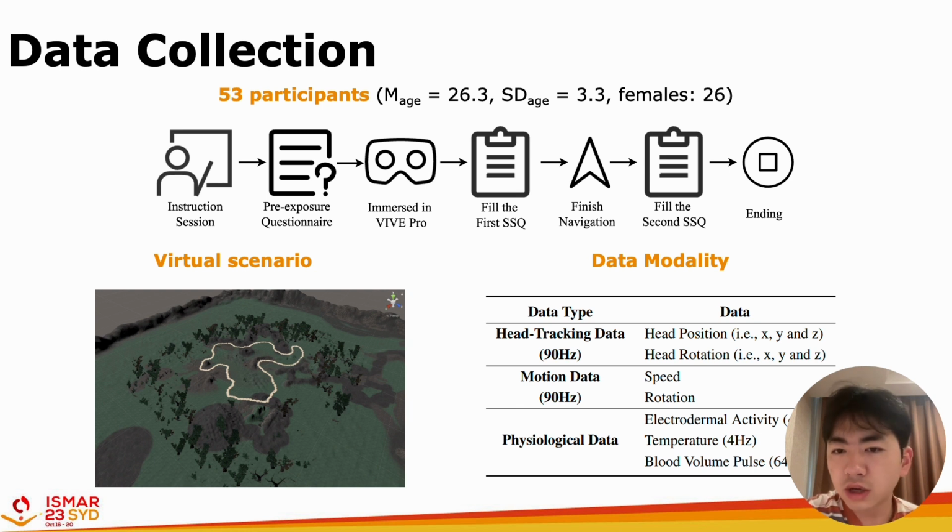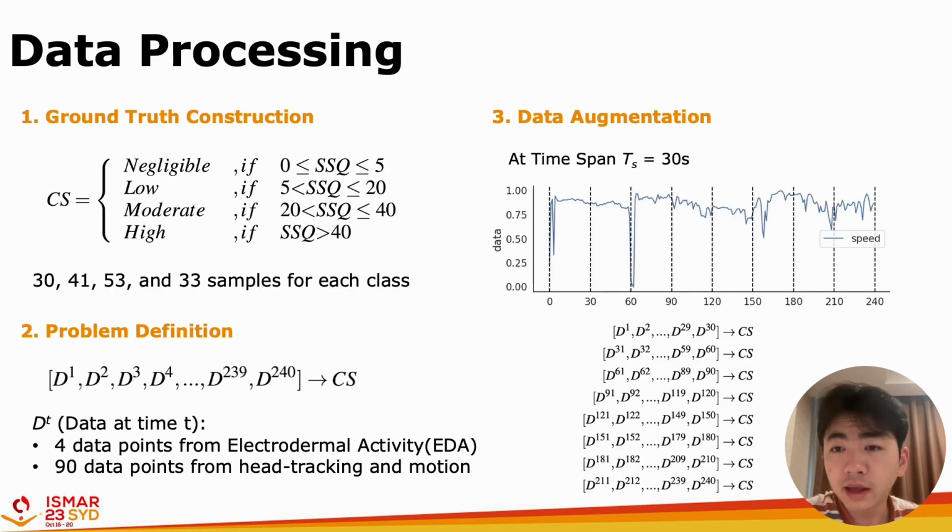For each experiment, we collected head tracking data, including head position and head rotation, motion data, and physiological data. After obtaining the data, we first defined the ground truth using three values, 5, 20, and 14. We divided the samples into 4 categories.